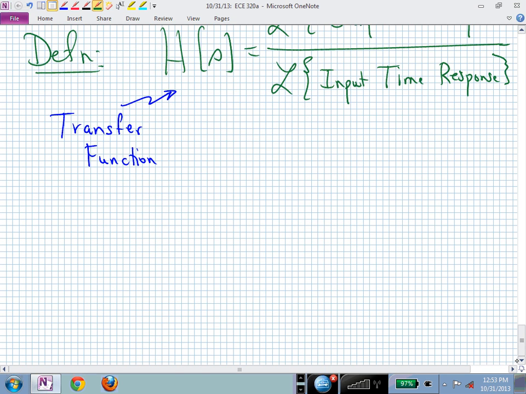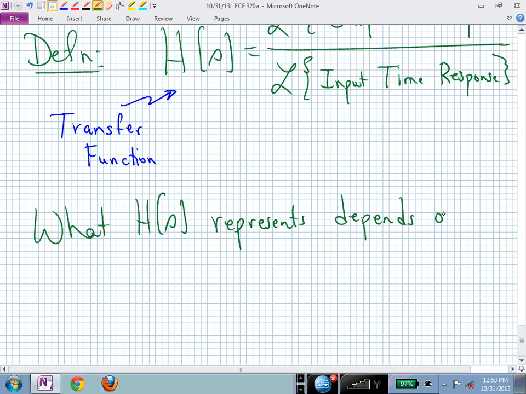The nice thing about this transfer function is it's not just for circuit analysis. Now you have the whole universe of dynamics to play with. So what H of S represents depends, obviously enough from the definition, on the input and the output.